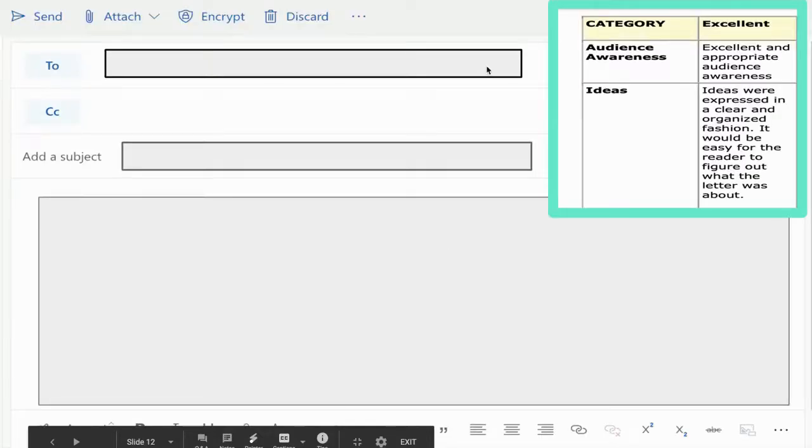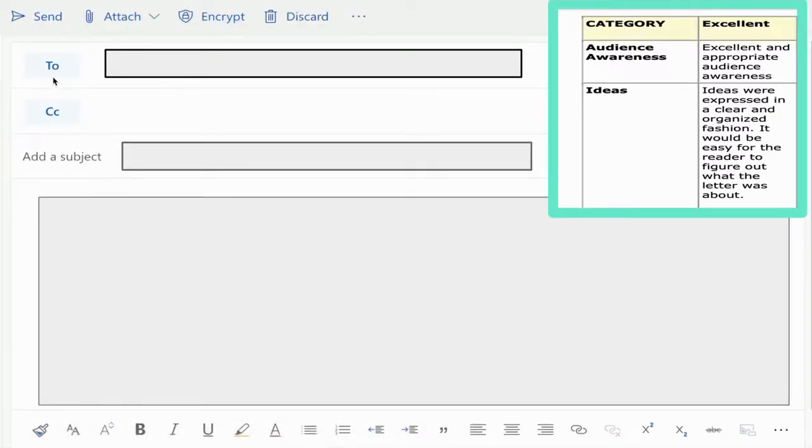Okay, so this is slide 12. You're going to put your address up here, who you're writing it to. You're going to put a clear subject, and then you're going to start composing your email.